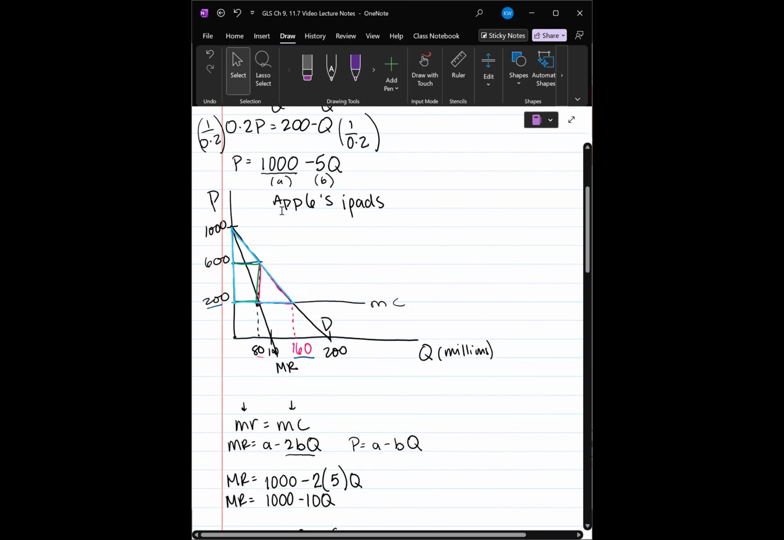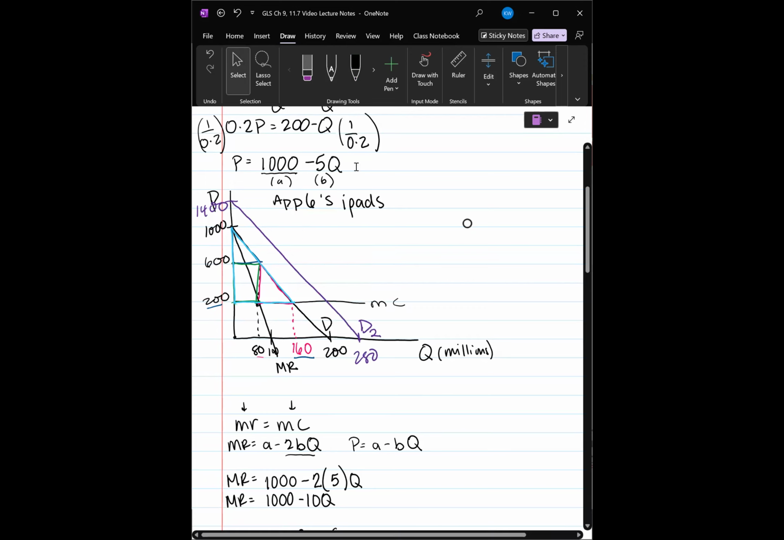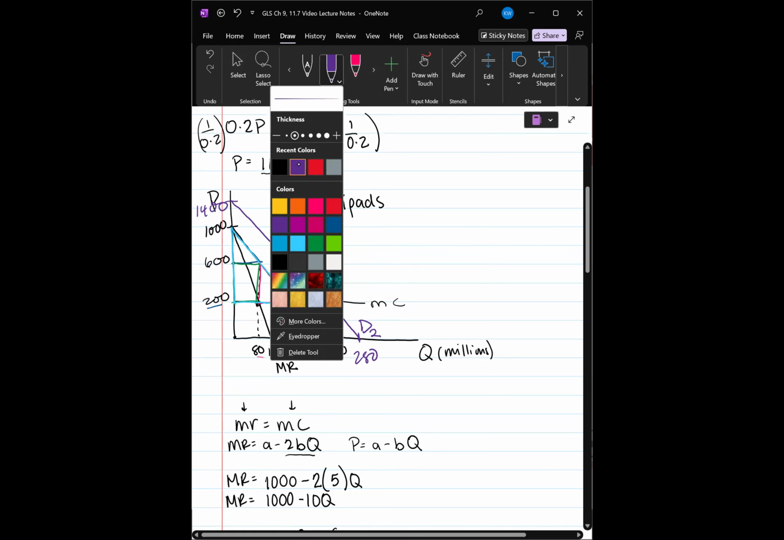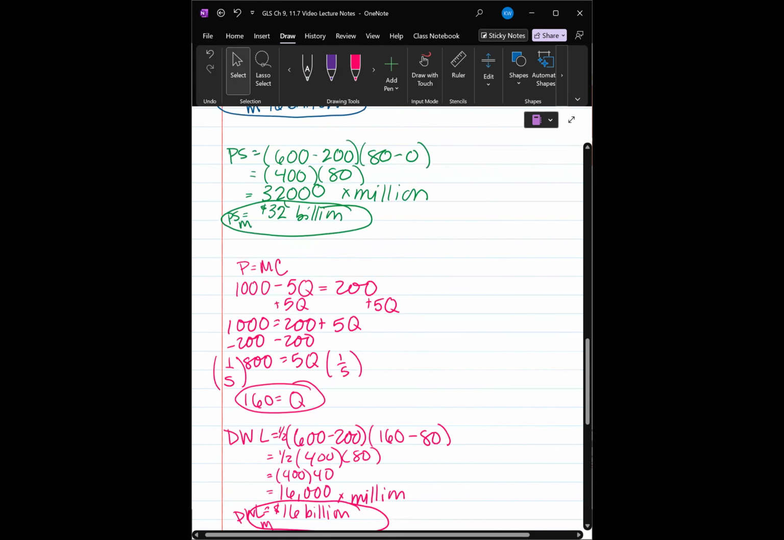So that means that our choke price is now 1,400, and our demand curve is now intersecting the quantity axis at 280. So our curve has shifted out. All right. So now that we have our new demand curve, we need to find our new marginal revenue curve.